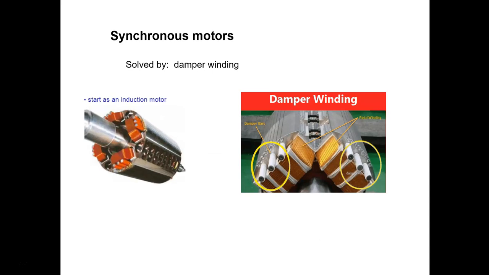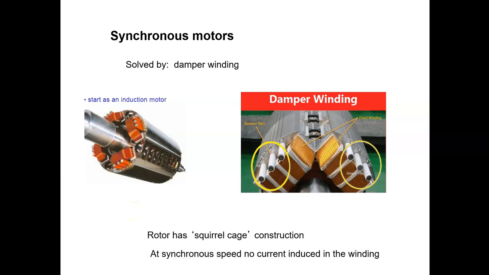The second method is to use what we call the damper winding. A damper winding consists of bars which are embedded into the surface of the rotor pole. The starting characteristics of this synchronous motor with damper winding are going to be exactly the same as the starting characteristics of an induction motor. Once the synchronous speed is reached, the bars will not be affecting the dynamics of the synchronous motor because there will be no current or voltage induced in the bars.